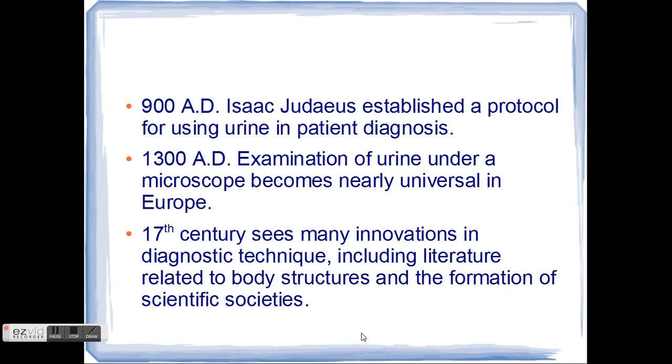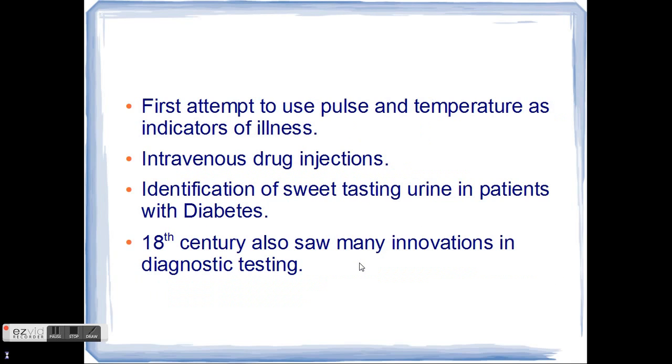In the 17th century, there are many techniques that are innovated, including literature related to body structures and the formation of scientific societies. In the 17th century, there's the first attempt to use pulse and temperature as indicators of illness, intravenous drug injections, identification of sweet-tasting urine in patients with diabetes. This would be where the name diabetes mellitus comes from for type 1 diabetes.